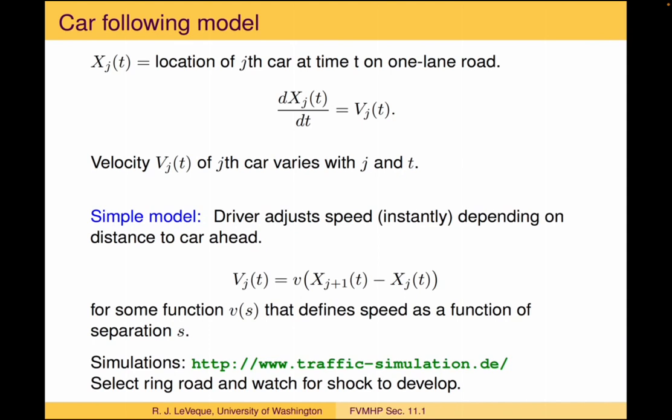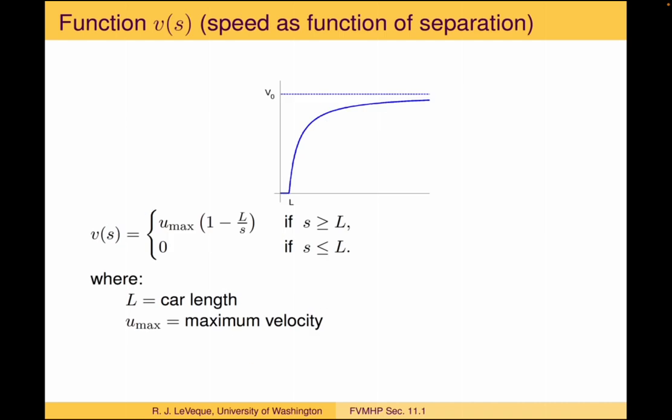So here in this car following model, we're assuming that the velocity of each car is some function v of the separation between cars. And so what sort of function might we look at? Well, here's a typical example.